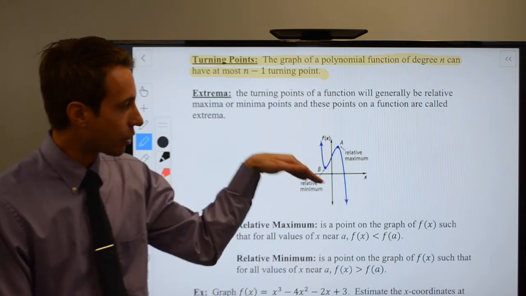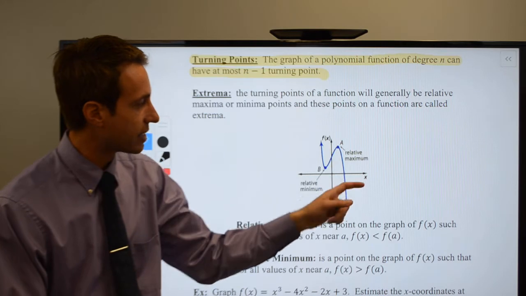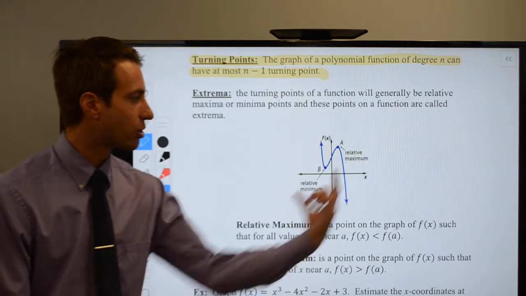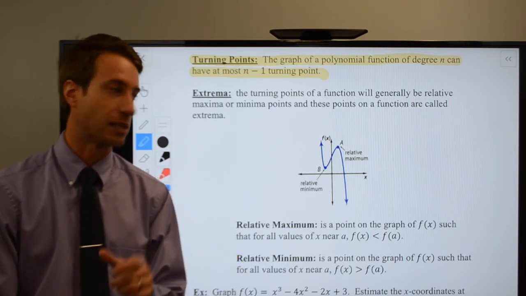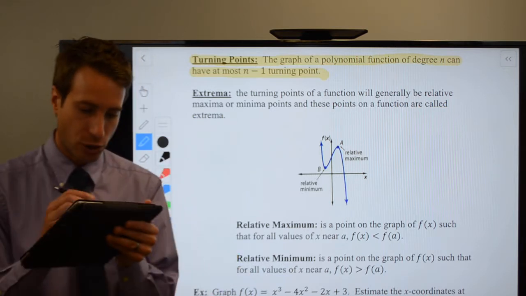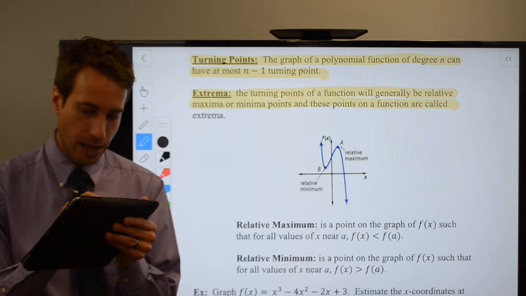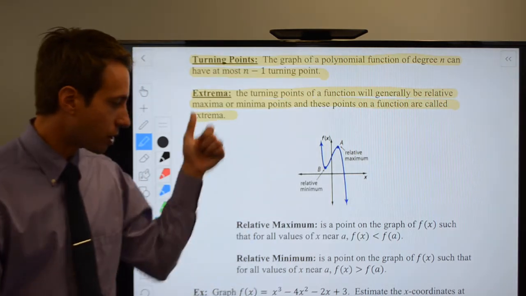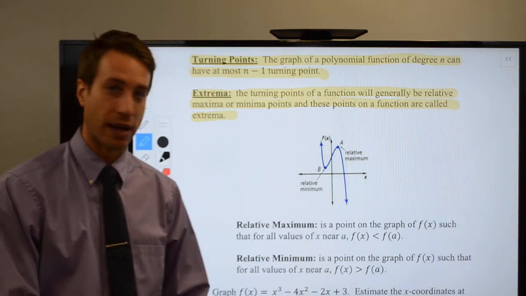Obviously, the one where you're headed down and then shift up is going to be a minimum. When you're headed up and then shift down, you're going to have a maximum. I know you guys know what maximums and minimums are, so that's what we're going to be looking for in our graphs of polynomials, these maximums and minimums. So extrema, the turning points of a function, will generally be relative maximums or minimums. And these are points on the function. These points on the function are called extrema. Again, it's either going to be a relative max or a relative min.